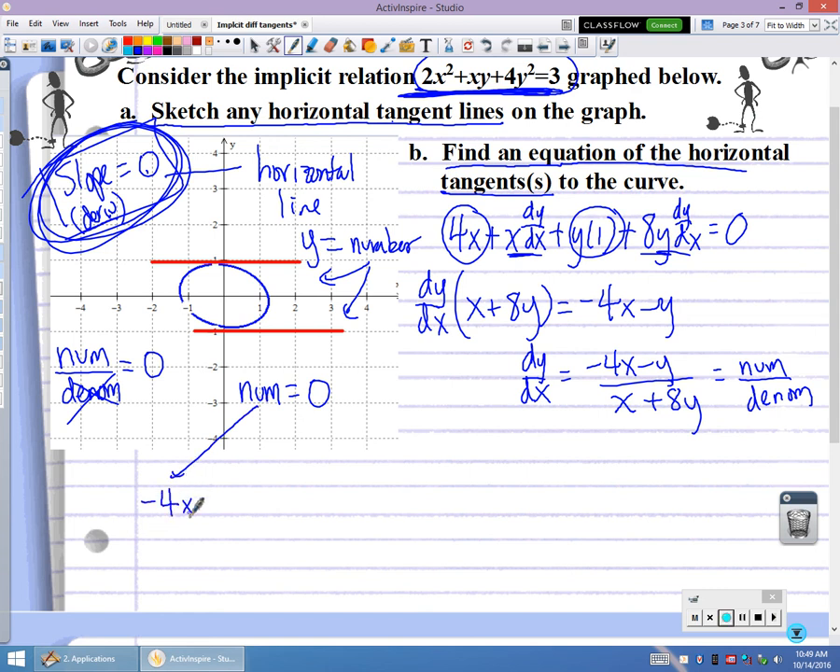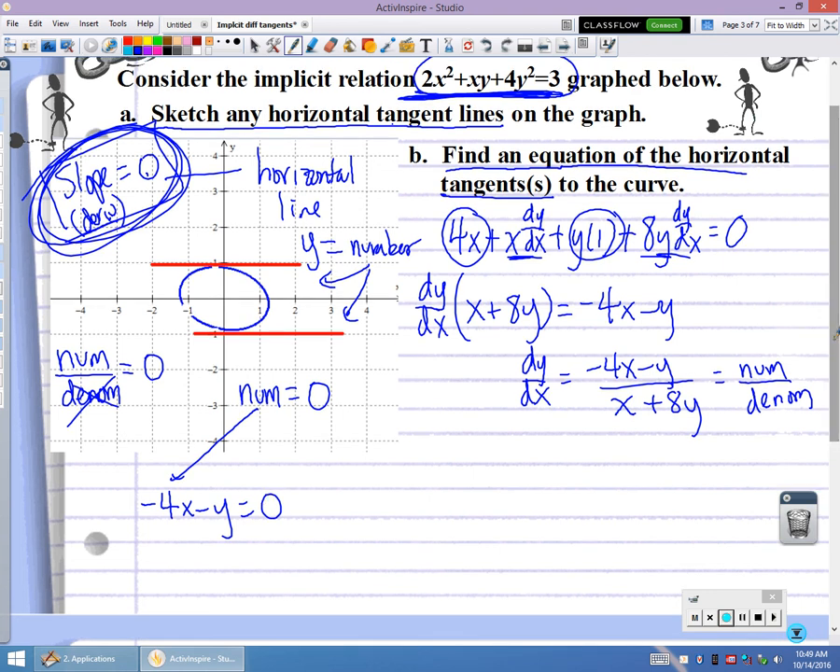So I get negative 4x minus y equal to 0 by setting the numerator of my derivative equal to 0. Interestingly enough, that does not give me a number. It does not give me a value. In fact, what I have here is the equation of a line. Well, that's not what I was looking for. I know that my lines are horizontal, and I know that this line is certainly not horizontal. So the question is, what is that line? Now, first of all, let's take a look at it by getting y by itself. So I'm going to add 4x to the right-hand side and divide by negative 1. So I'm really looking at the line y equal to negative 4x.